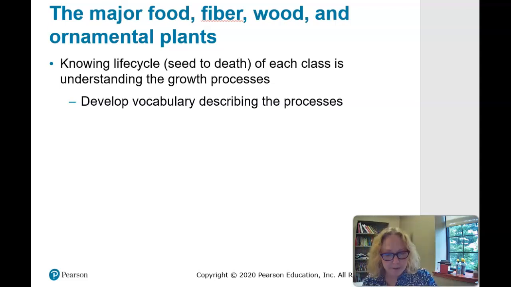Okay, knowing the life cycle and the lifestyle. You wouldn't believe some of the plants have sketchy lifestyles, eating bugs and all. Basically, knowing seed to death, what happens to the plant, will help you be a better botanist and plant biologist because you will know how to help the plant in any of these phases. So we're going to develop vocabulary around these processes.